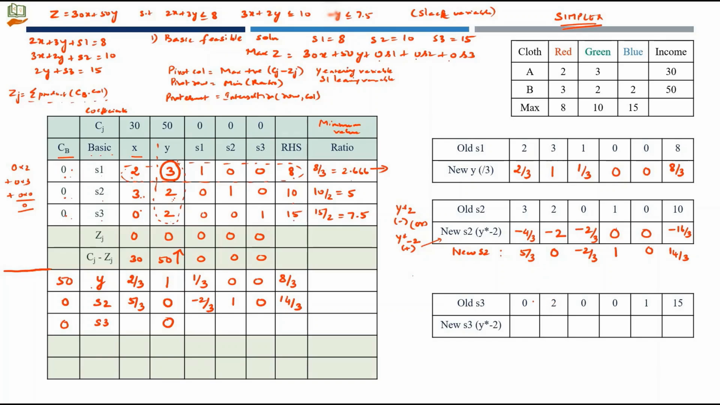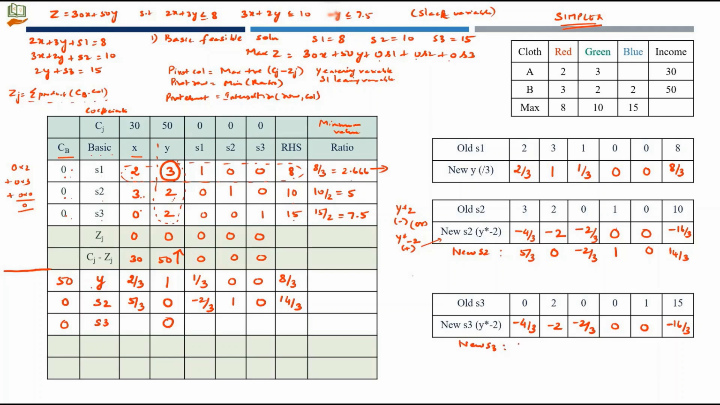Since I have 2 again, I have to use the same values for S3 also. So I will just copy the same values, minus 4 by 3, minus 2 by 3, 0, 0, minus 16 by 3. Why am I copying the same value? Because I have to multiply y by minus 2. Since I have already multiplied in S2, I am using the same values here. Now I have to add this together to find the new S3 value.